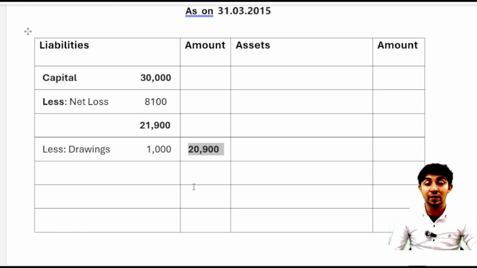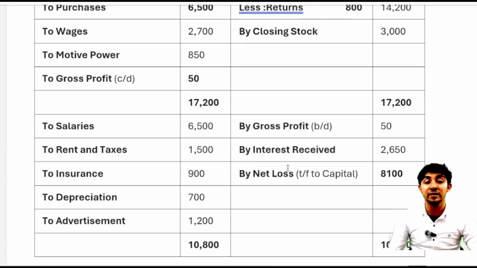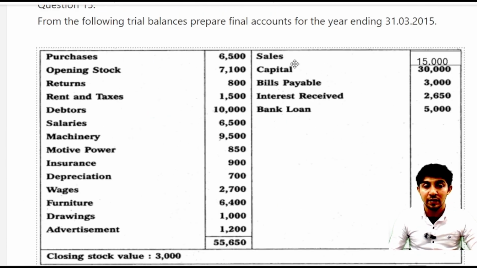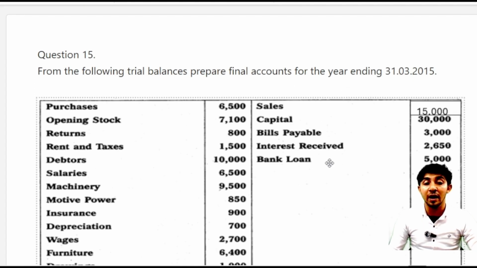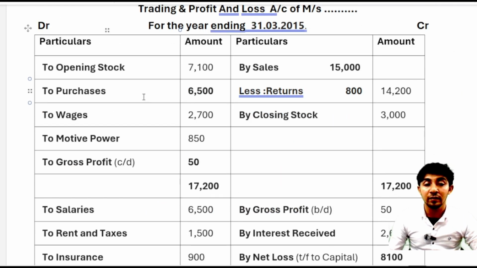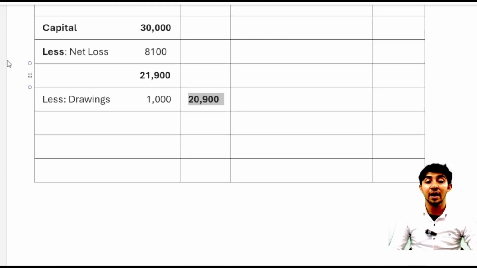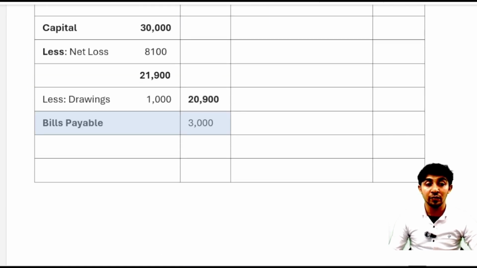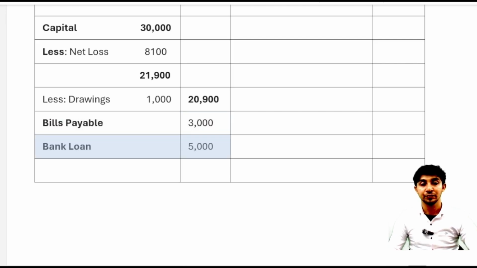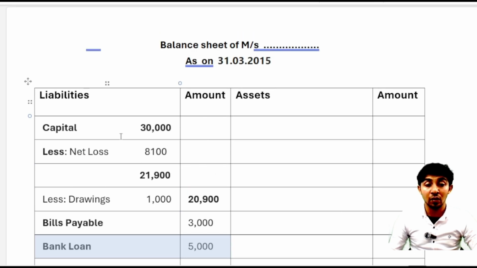Now let us search for liabilities on the credit side of trial balance. Sales is our income, capital we have already mentioned, bills payable is our liability, interest received is our income, bank loan is our liability. So there are two liabilities. Number one is bills payable. We'll move towards the liability side and we'll write bills payable, that is 3,000. Then after that, the next liability is bank loan, that is 5,000. Done. We have covered all the liabilities.